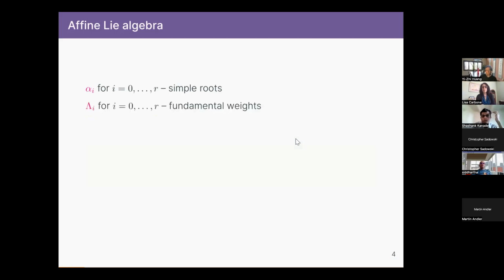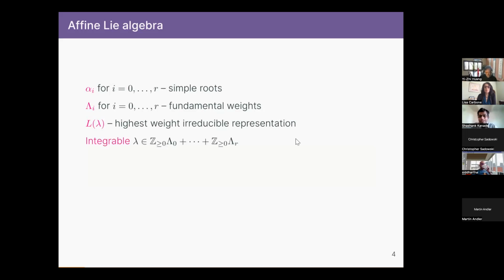We'll also have the fundamental weights, capital lambda I. And we'll have the usual notation for highest weight irreducible representations. I'll also call these standard modules. Oh, no, sorry. For standard, I will require these to be integrable. And the main object of study today would be the characters of these guys, which live here in this formal, I mean, up to an e to the lambda, it lives in a formal power series ring with these formal symbols.